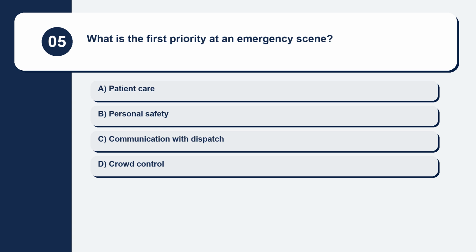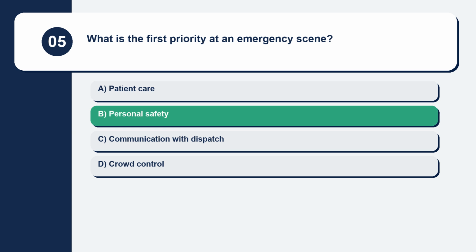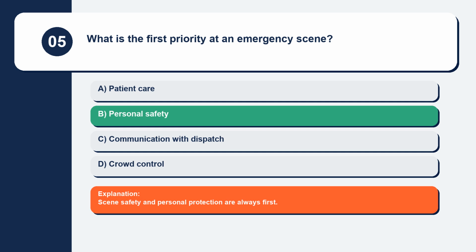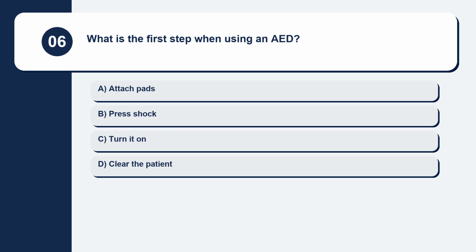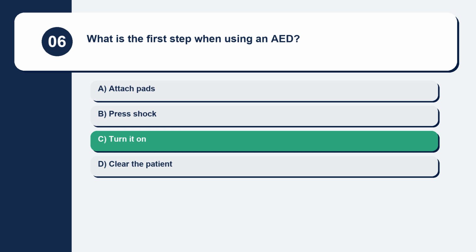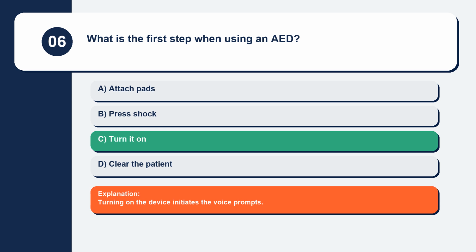Question 5. What is the first priority at an emergency scene? Patient care, personal safety, communication with dispatch, crowd control. Scene safety and personal protection are always first. Question 6. What is the first step when using an AED? Attach pads, press shock, turn it on, clear the patient. Turning on the device initiates the voice prompts.